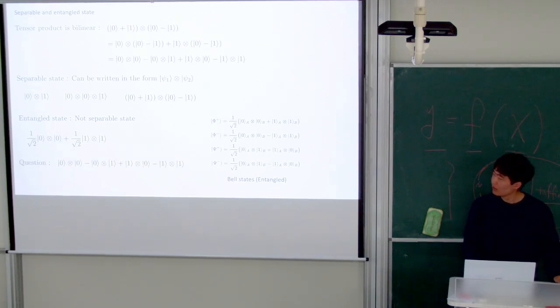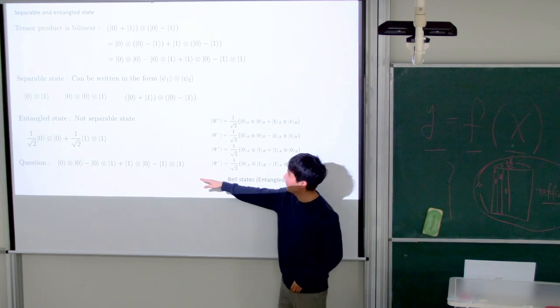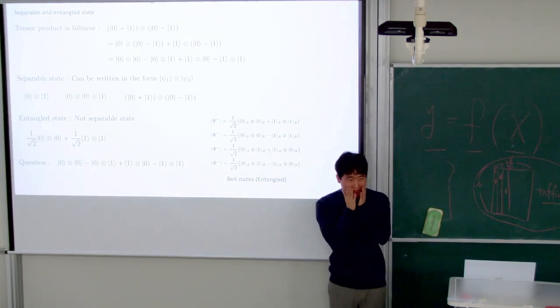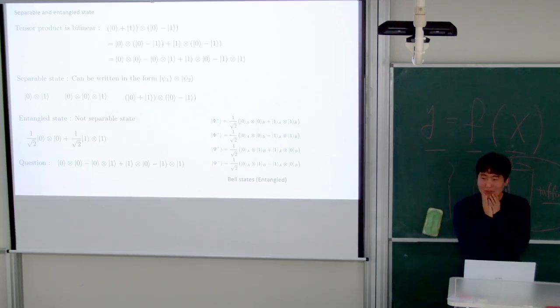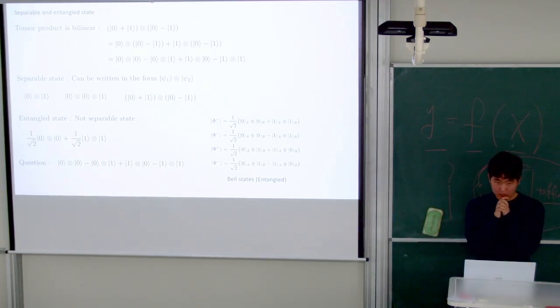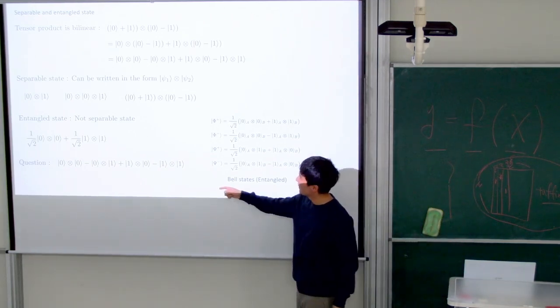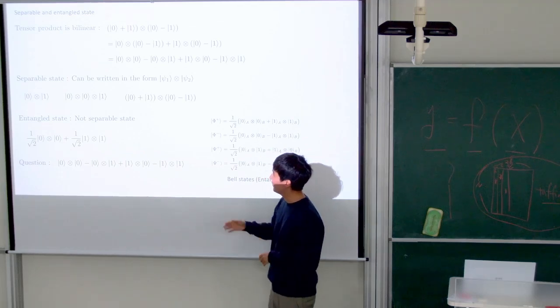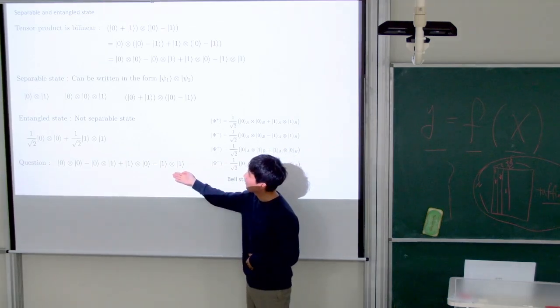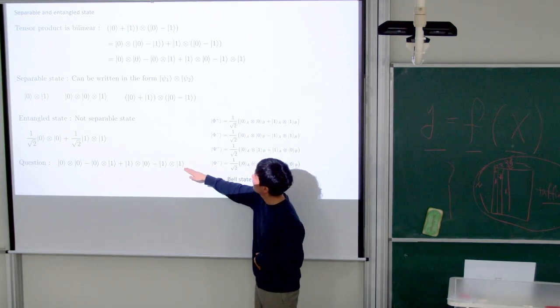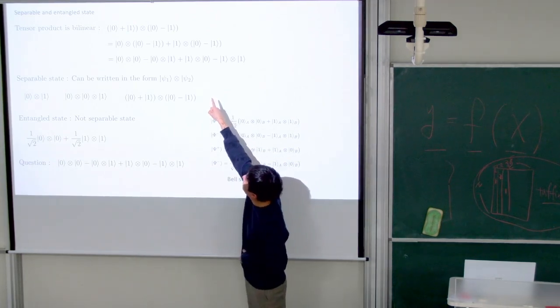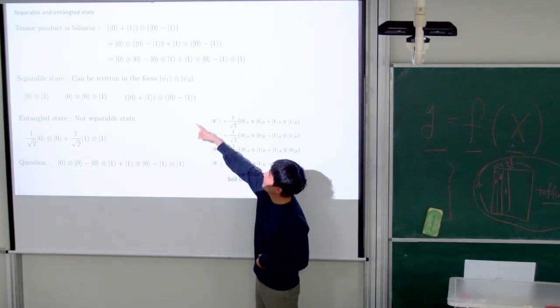Question. So is this entangled or separable? What do you think? Separable. Why? You can use factorization to make it like a product. I expected people to think this is entangled because it looks complicated. But indeed, if you factor it, it originated from this.